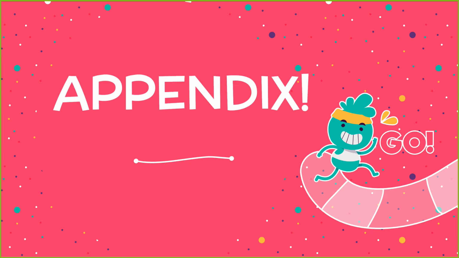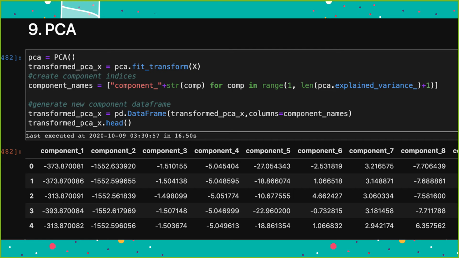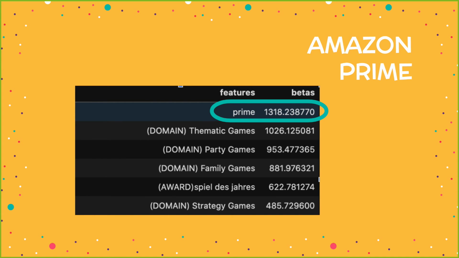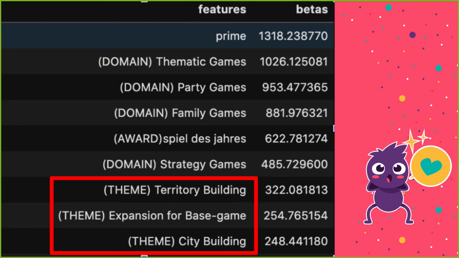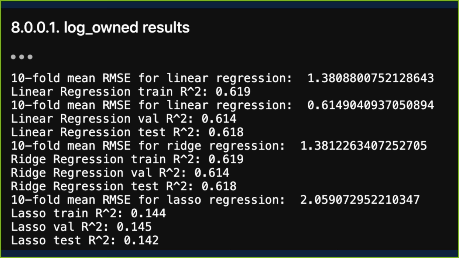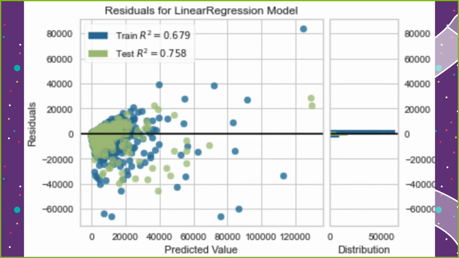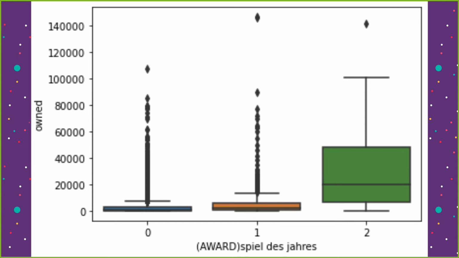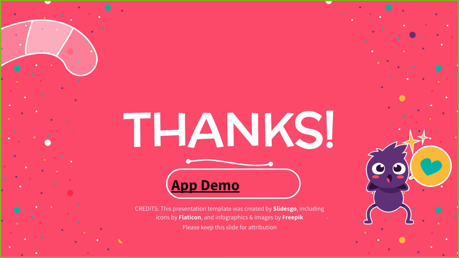In my appendix, I included a lot of the nitty-gritty data science stuff, like the PCA, some of the beta values that I highlighted to be more important, as well as the log-transformed regression and residuals. You can take a look at that if you want to look a little more at the modeling process under the hood behind my project.